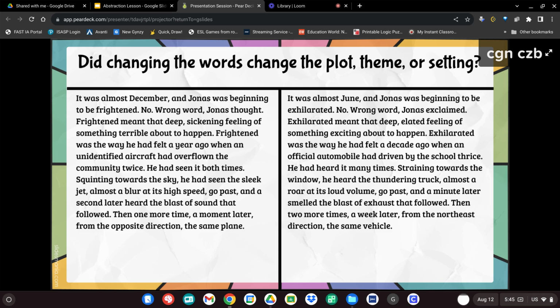He was frightened because a jet had flown overhead. So what does that tell you about his community? All right, so go ahead and think about that. And we're going to move on to the next slide.